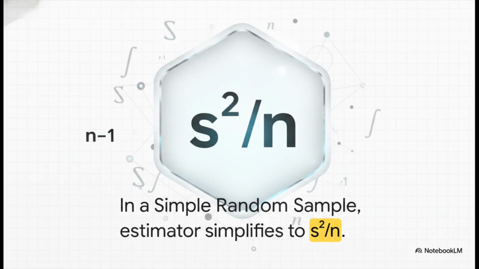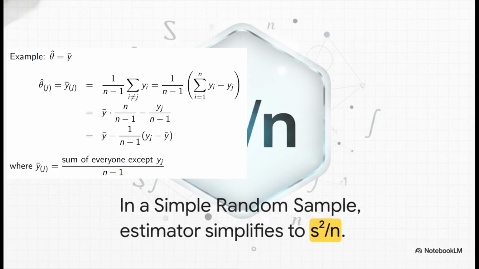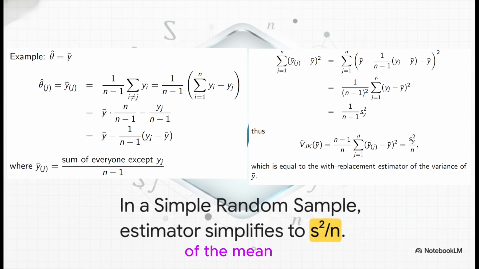Now here is a fantastic mathematical aha moment for the jackknife. If you happen to be calculating the mean of a simple random sample, the jackknife variance estimator algebraically simplifies perfectly to s squared over n, literally perfectly. Why? Because the mean, when omitting observation j, is just the full sample mean minus the deviation of observation j scaled by 1 over n minus 1.